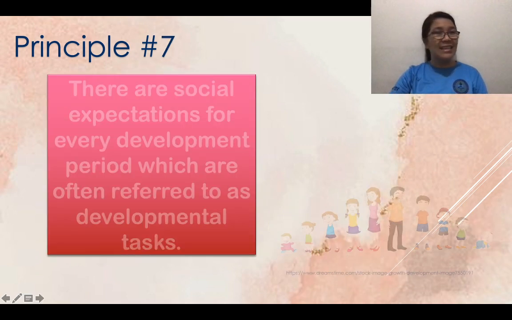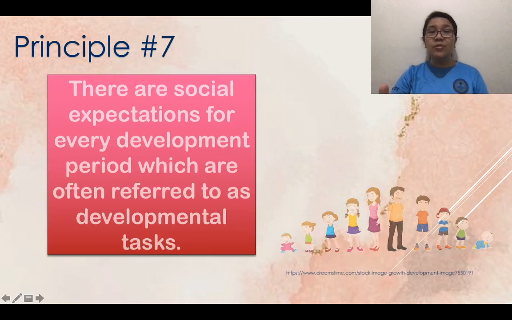And the last but not the least is there are social expectations for every developmental period, which are often referred to as developmental tasks. So this principle clearly states that at any point in the individual's development, each one is expected to fulfill certain social expectations. We will be learning more about these in detail as we go on with our semester, with our term.